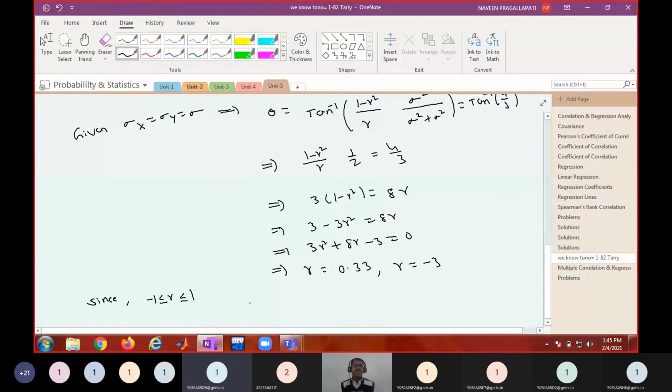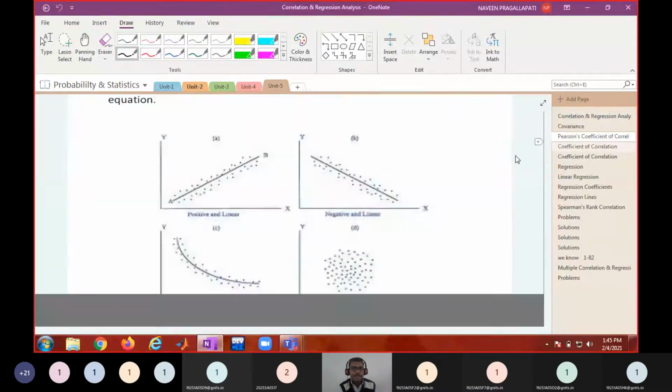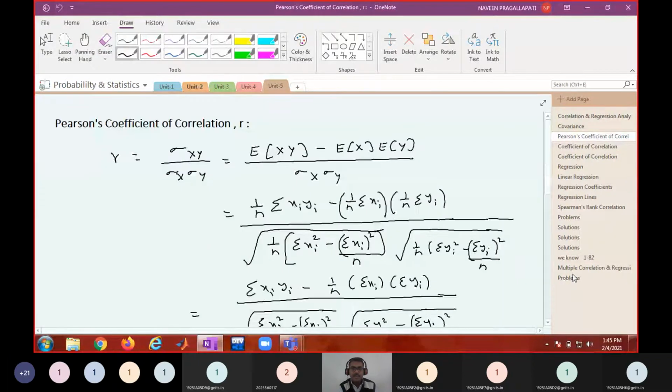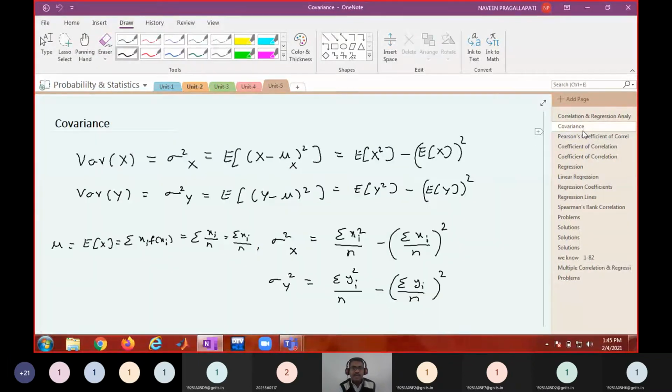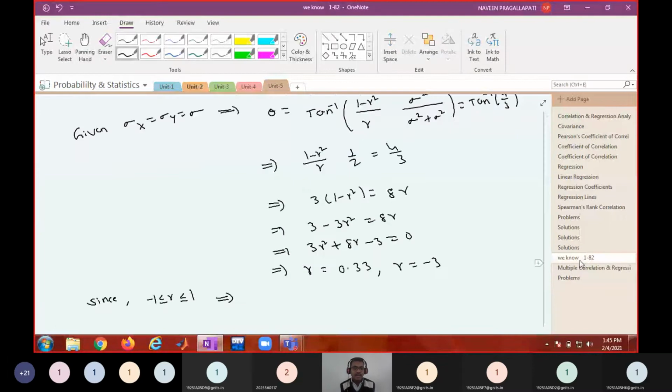R always lies in between -1 and 1, I said, no? I said the correlation coefficient is always in between -1 to 1. I have written that property here also. Yes, sir. Okay, so it has to be in between -1 to 1, therefore -3 is ruled out, so r has to be equal to 0.33.